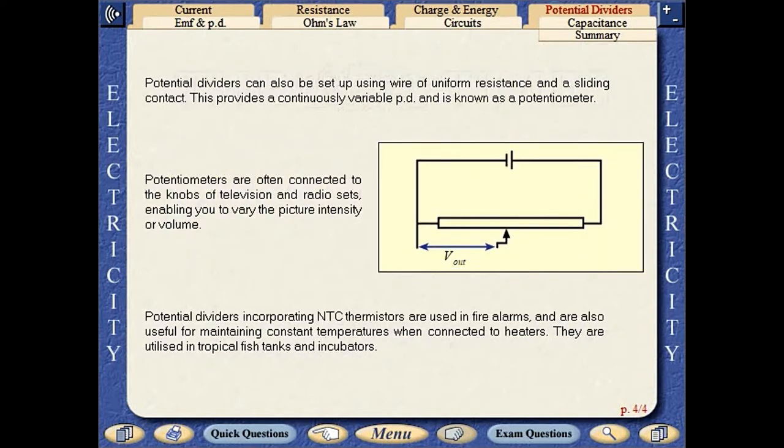Potential dividers can also be set up using wire of uniform resistance and a sliding contact. This provides a continuously variable PD and is known as a potentiometer. Potentiometers are often connected to the knobs of television and radio sets, enabling you to vary the picture intensity or volume. Potential dividers incorporating NTC thermistors are used in fire alarms and are also useful for maintaining constant temperatures when connected to heaters. They are used in tropical fish tanks and incubators.